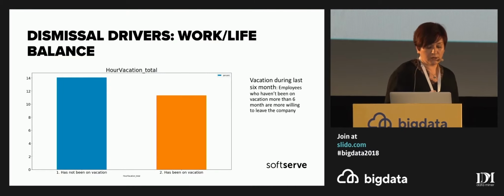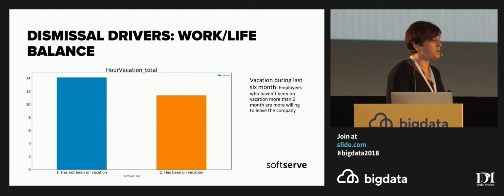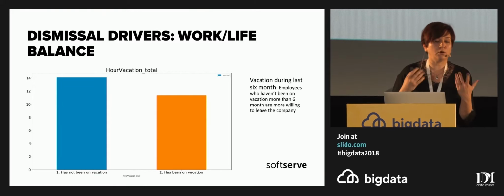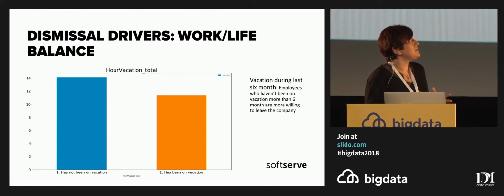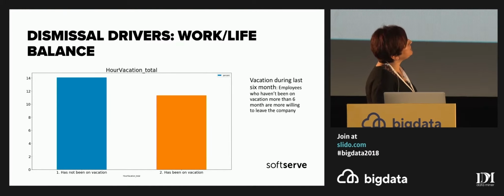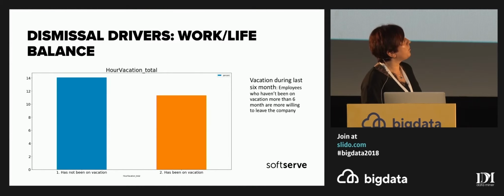And finally, there are some indicators somehow connected with work-life balance. Actually, we didn't have information about employee overtime, so the only indicator that we could use was vacation. We can state that there is a significant dependency between vacation and the risk of employee dismissal, and there is a pretty interesting fact: employees who haven't been on vacation for more than 6 months are more willing to leave the company.